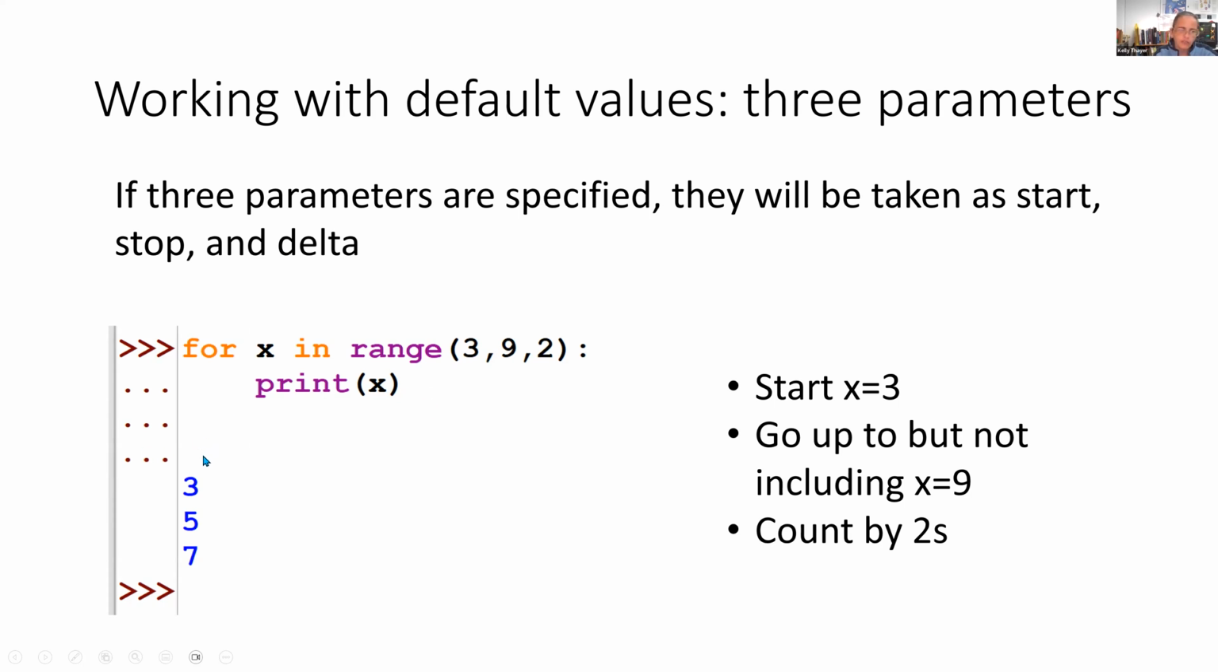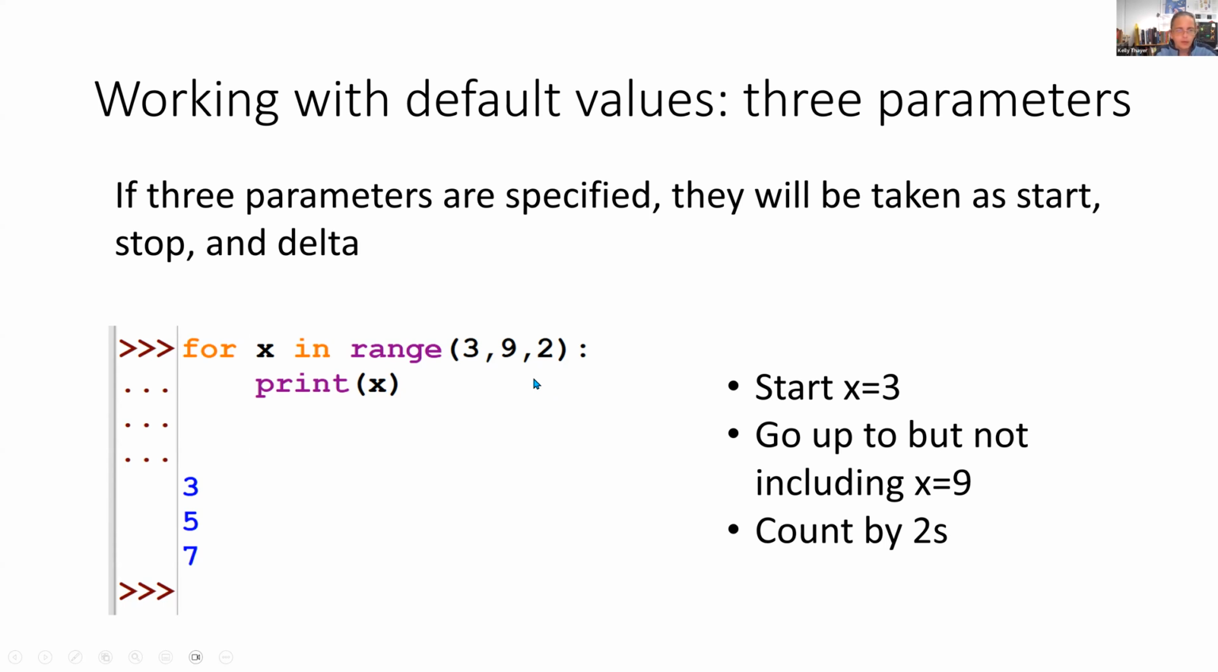So this will give us, starting at 3, right? Print out 3. We increment by 2, so now it's equal to 5. We print out x, back to the top. X increments by the delta, so 5 plus 2 is 7. We print the 7, back to the top.